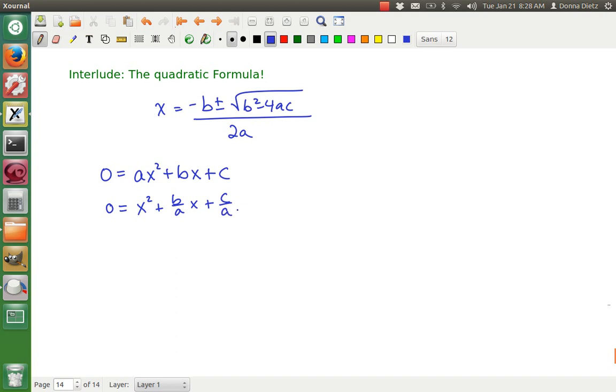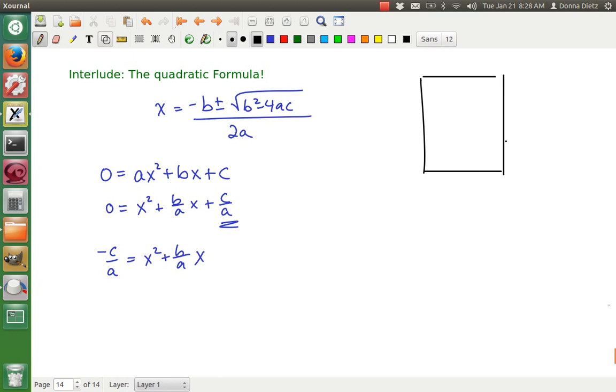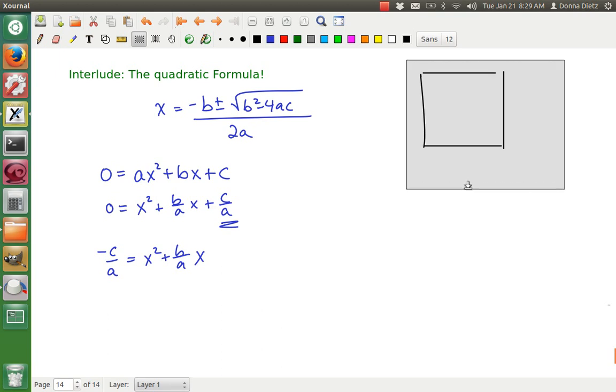Now I'm going to put this piece on the other side, because it's kind of getting in the way. What I want to do is called completing the square, and I'm going to show you graphically what's going on here. That would be a square if I wanted it to be a square. Let's see, it looks more like a square. There you go. Looks a little bit square-like.